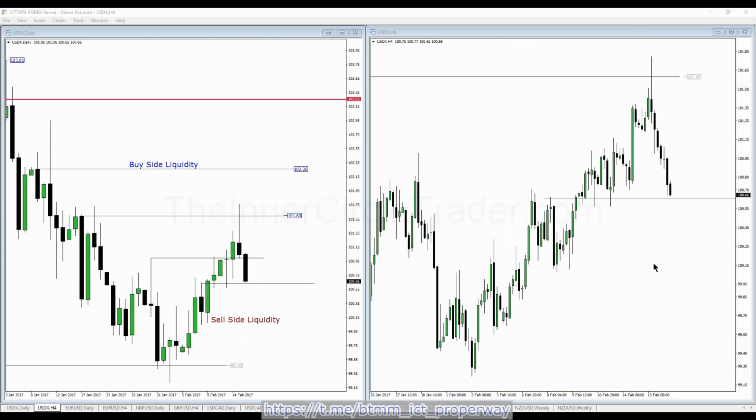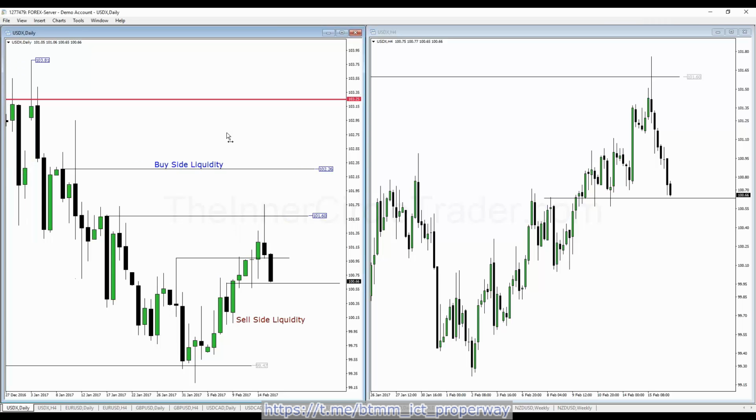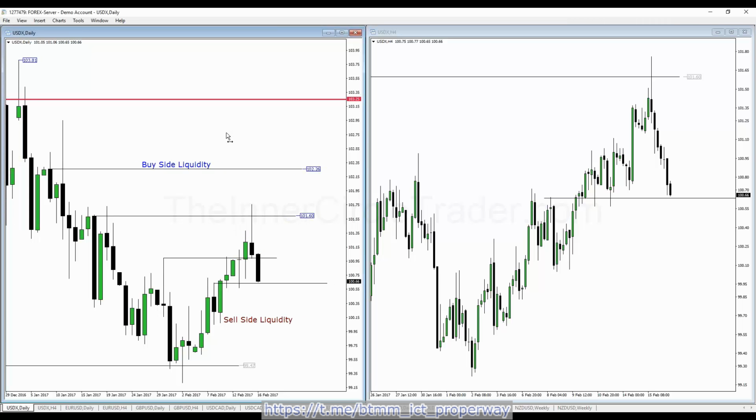Okay, folks, welcome back. We're looking at the dollar index, and we've had that move we were watching and waiting for: 101.60, which was where the buy side liquidity was prior to it now being here. So we've run through that area, took out those buy stops, and we retraced all the way back down.